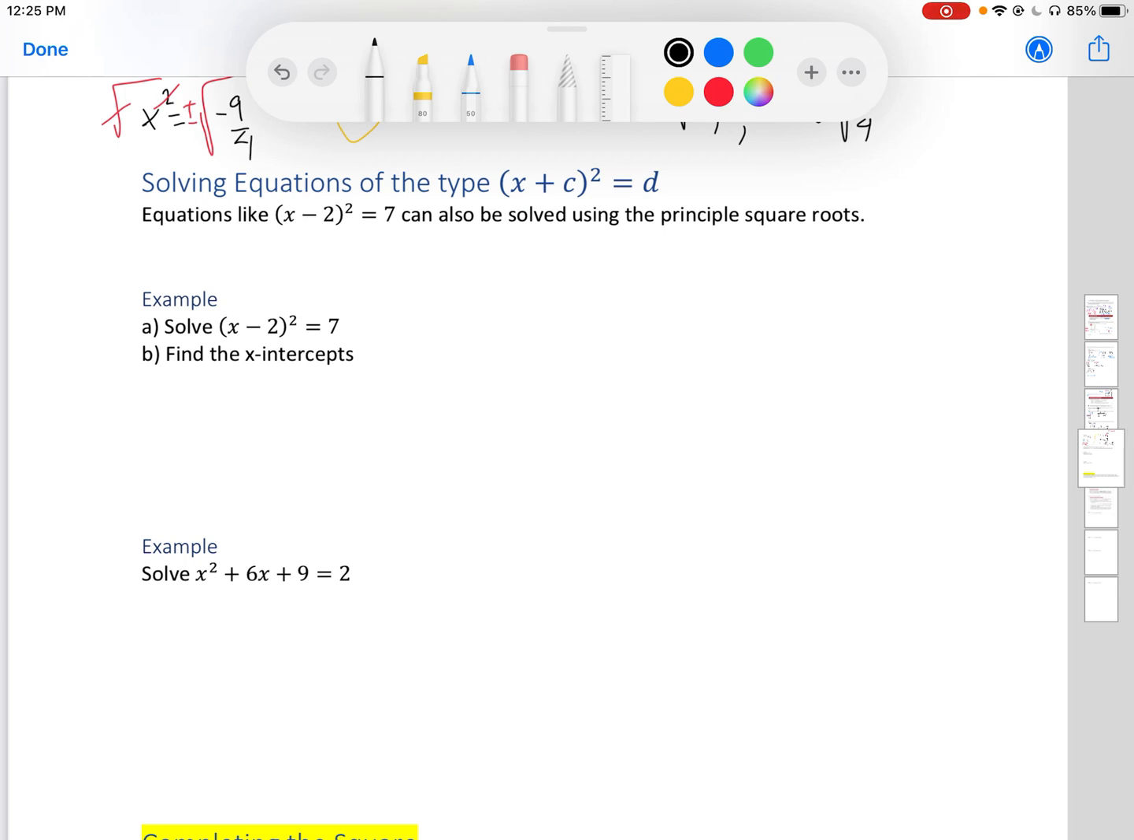Solving equations of the type x plus c squared equals d. Equations like x minus 2 quantity squared equals 7 can be solved using the principle of square roots, just like we've done before. So let's go ahead and do so. Let's go ahead and do A. Solve x minus 2 squared equals 7.